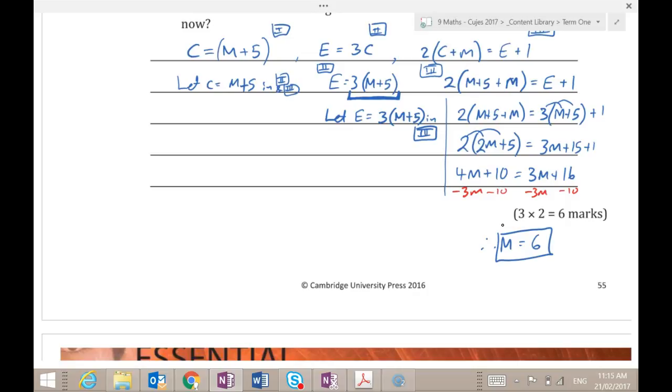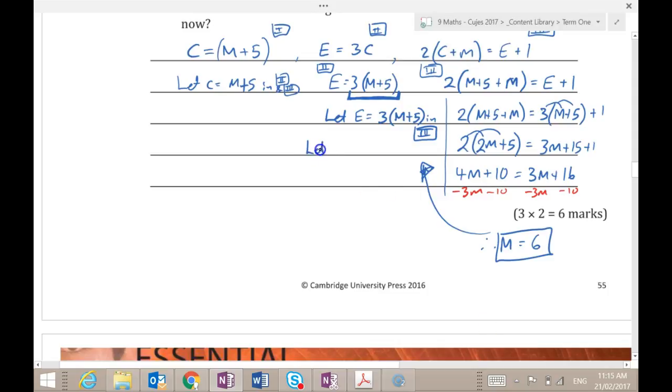Give you a chance to look at it, make sure you followed the steps. All I did was expand the brackets, put my M's together, get them all on one side, get the numbers on the other, and we were done. What do I do now that I know M equals 6? We can go back into equation 2 and equation 1, can't we?